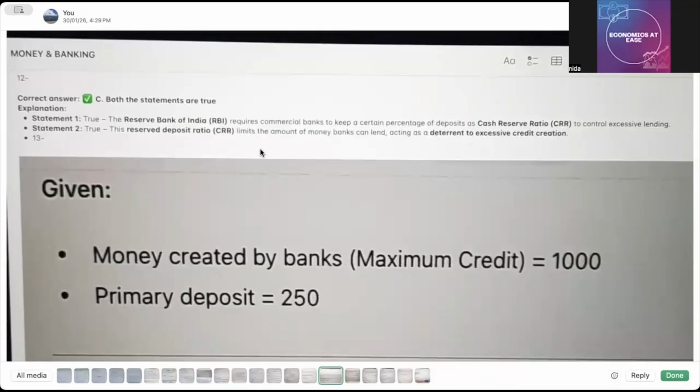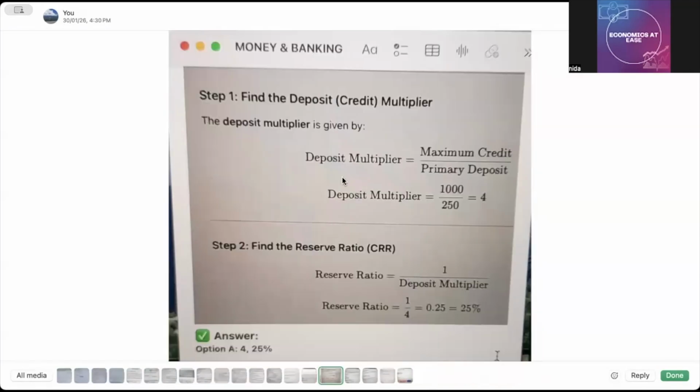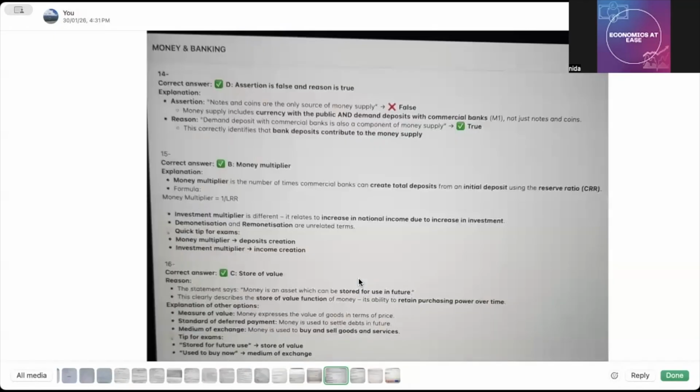Then the other question is money, credit, banks, that is question 13: 1000 primary deposits 250. How are you going to calculate the deposit or credit multiplier? Deposit multiplier equals maximum credit upon primary deposit, and then you will get 4. Then find the reserve ratio, that is 1 upon deposit multiplier, the reserve ratio formula, and then you're going to get 25%. That is option A: 4 and 25%.